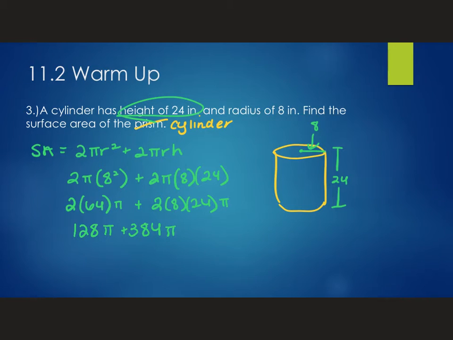And they both have pi. Since they both have pi, I can add these two numbers together. So I can do 384 plus 128, and it's 512, but you've got to keep the pi at the end. The unit here is inches squared. Questions on that one?